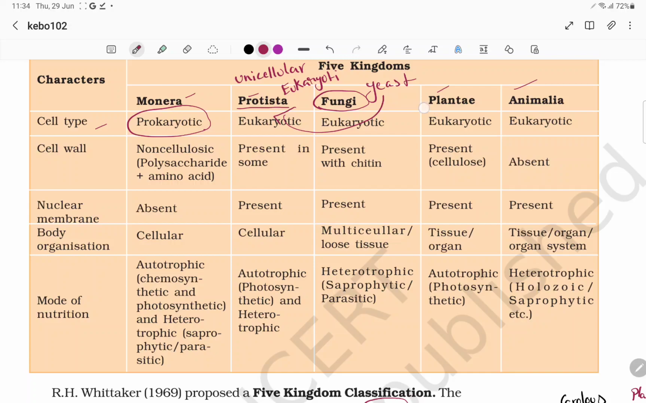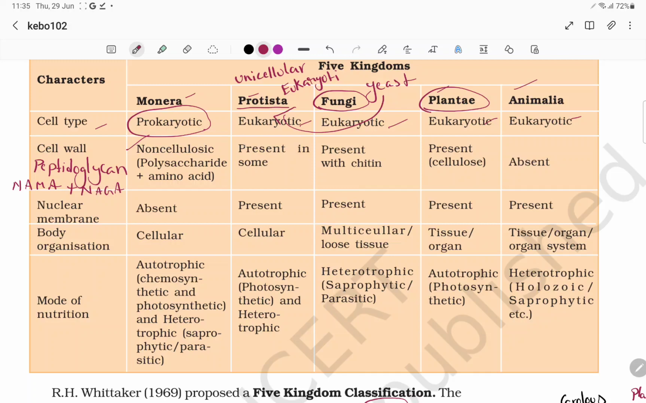And kingdom Plantae, all are multicellular as well as autotrophic in nature. So for cell type, Monera is prokaryotic, and the remaining three are the eukaryotic kingdoms. Coming to the cell wall, in Monera it is non-cellulosic polysaccharide plus amino acid, which we call peptidoglycan. Peptidoglycan is made up of N-acetyl muramic acid plus N-acetyl glucosamine.